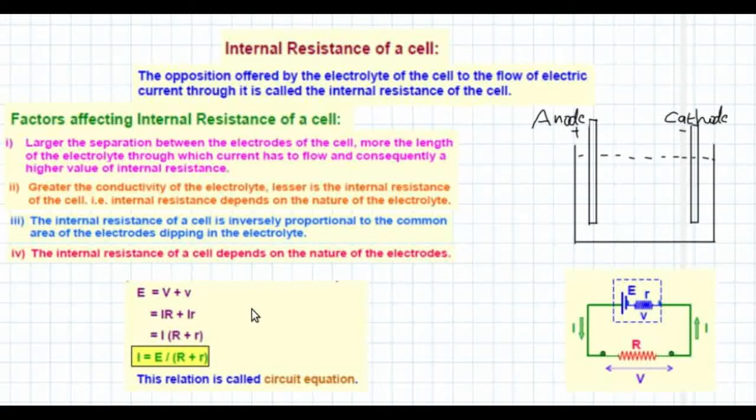And from Ohm's law we know that V is equal to IR. Therefore v is equal to I into r, where here R is the external resistance, small r is the internal resistance. In short, we can write I is equal to E by R plus r, and this relation is called the circuit equation. So the maximum current available is I is equal to E divided by R plus r.